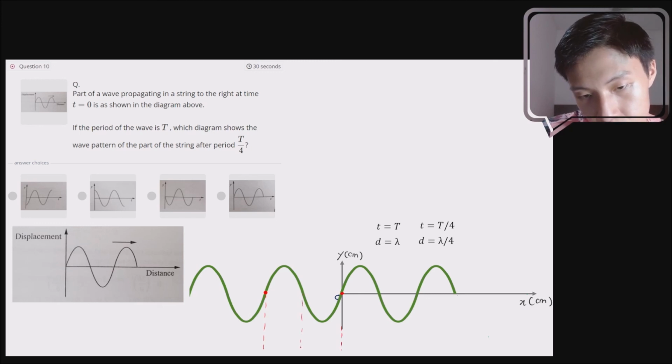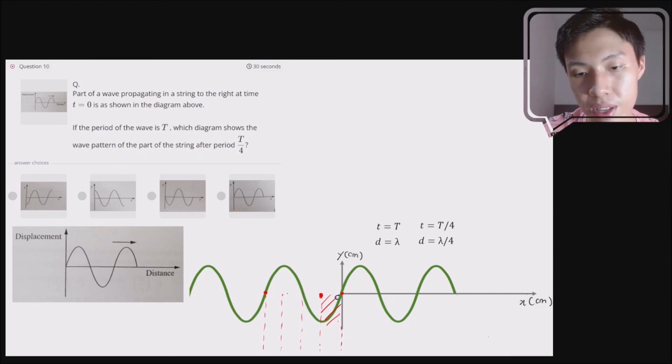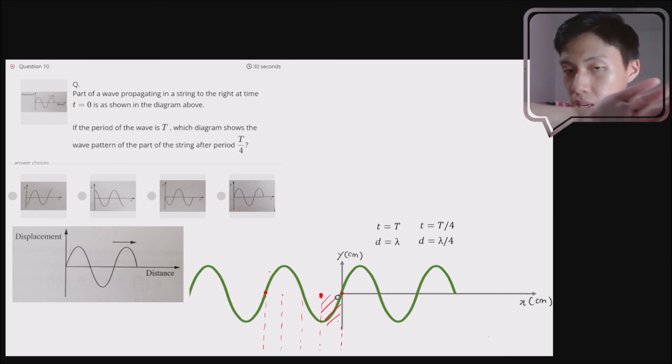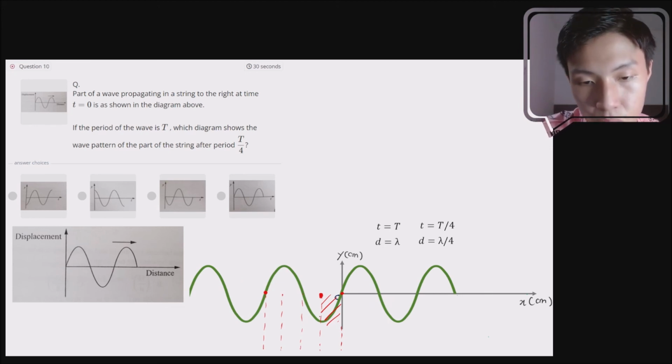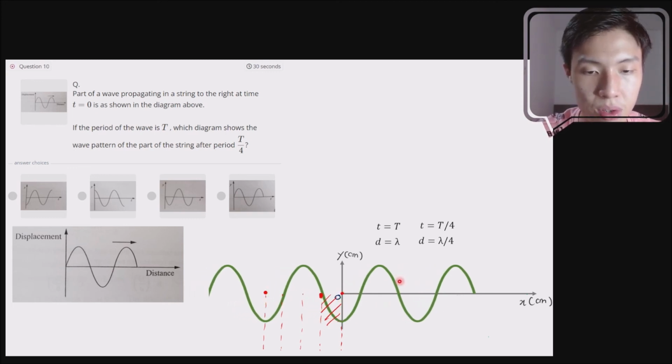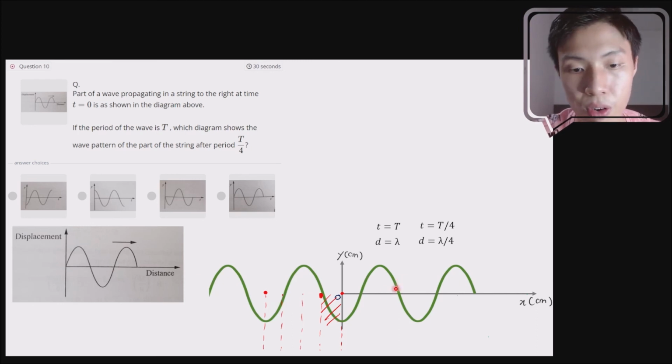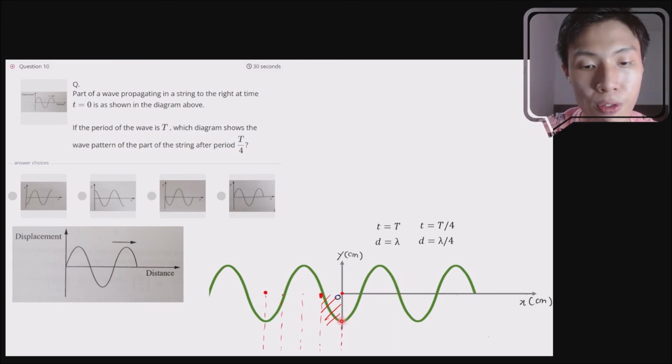This is one complete wave cycle. Divide by 2, you get half. Divide by 2 again, you get 1/4. So you should expect only this portion from here to here to enter the y-axis graph. The rest will still remain outside, to the left of the origin. Only this part of the wave cycle will enter the y-axis graph. So this is time equals 0, and this is time equals period divided by 4. You will see that the graph has shifted by 1/4 of a complete wave cycle to the right. So this will be the new shape of the displacement-distance graph.